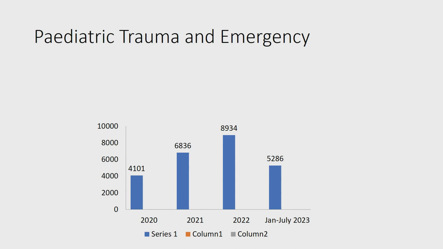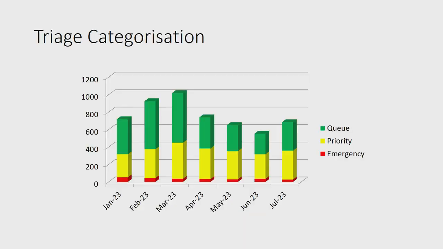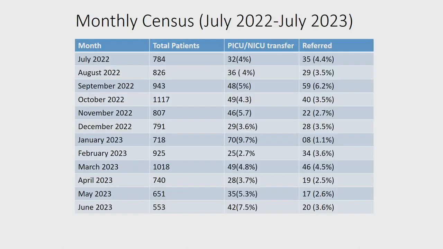So we are managing pediatric patients also under a single roof. We can see that over time the number of patients is increasing. Until mid July, we are close to 5,000 patients, and we expect to have more than 10,000 patients this year. And these are the triages, and we can see the emergency priority and queue triaging of pediatric patients, and almost 50% of patients coming to the ER are sick. They have priority or emergency triaging in the pediatric category. So there are various admission rates for PICU and NICU, and the referral rate for pediatric patients coming to the ER varies from 3 to 4%, and the admission rate to PICU varies from around 6 to 8%.